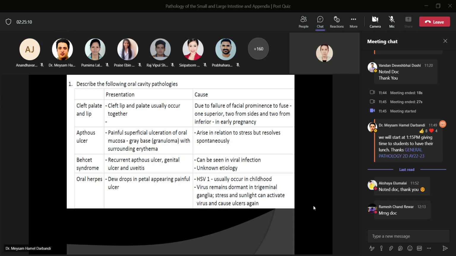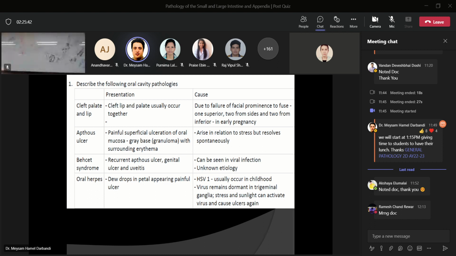So describe the following oral cavity pathogenesis. Just learned it, cleft palate and lip. What is the presentation? Cleft lip and palate usually occur together, right? Due to failure of the facial prominences to fuse, right? One from superior, two from the sides and two from below. They failed to fuse, right? We are calling it prominence.